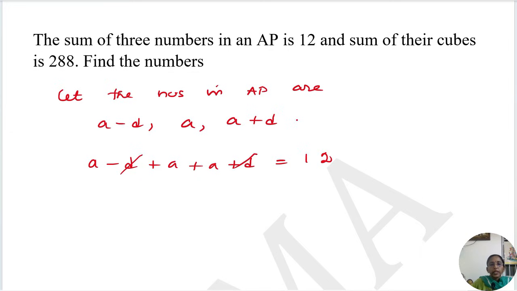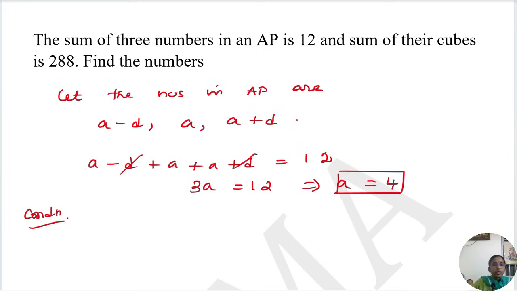So D and D will get cancelled. So 3A is equal to 12 and A is equal to 4. We got it. And based on the next condition, the sum of their cubes. So (A minus D) to the power 3 plus A power 3 plus (A plus D) the whole power 3, which is equal to 288.